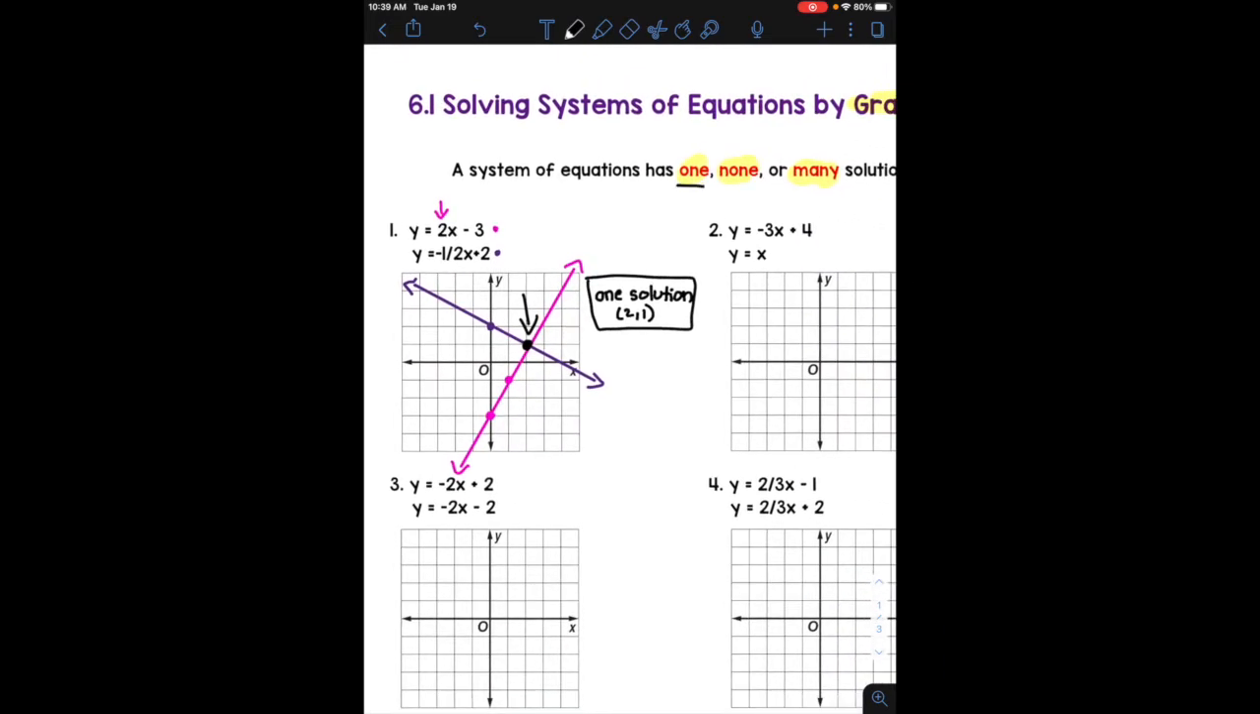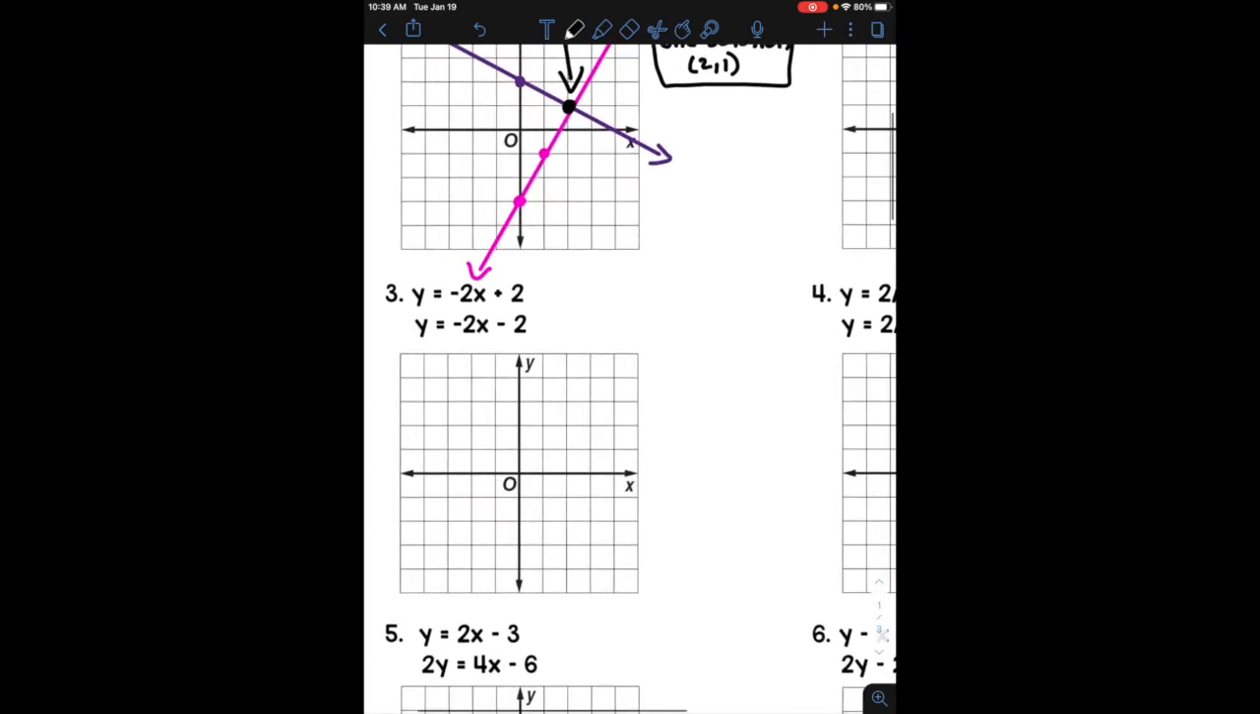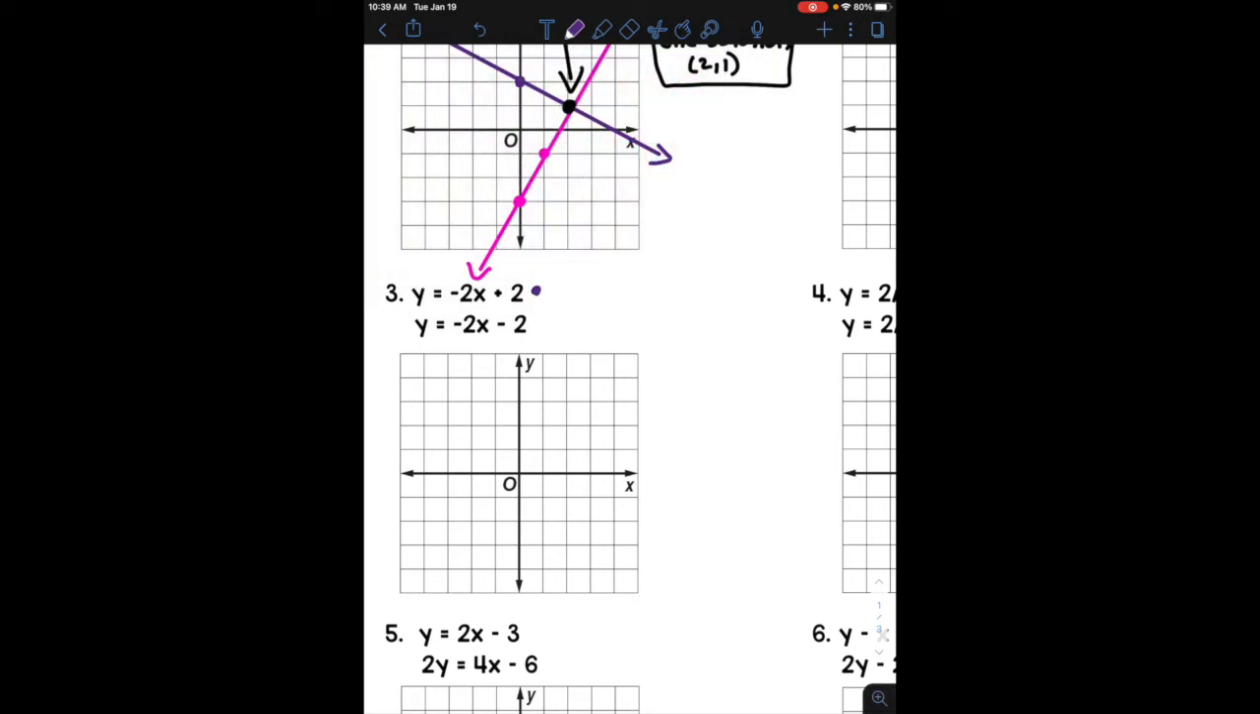A system of equations can have one, none, or many solutions. So this is an example of when there's one solution, when the lines intersect each other. We're going to now look at two problems in which we'll see when there are no solutions or many solutions. I'm going to move down to problem number 3, and we're going to start the problem the same way, by first graphing the first equation. Since it's in slope-intercept form, I'm going to start on the y-axis at 2 and use the slope of -2 to make my second point. Since it's negative, I know I'm going to be going down 2 and right 1.